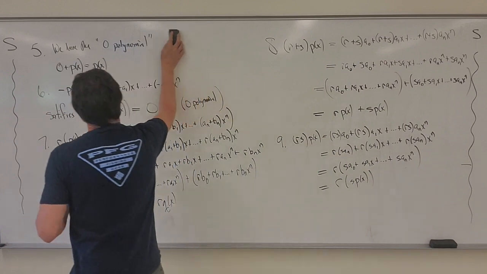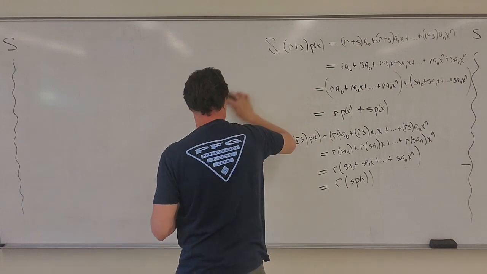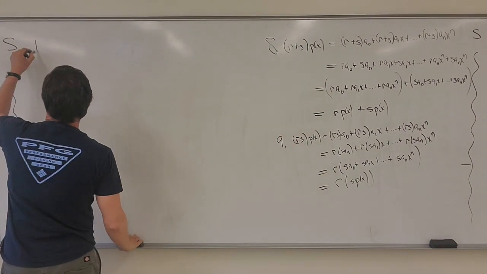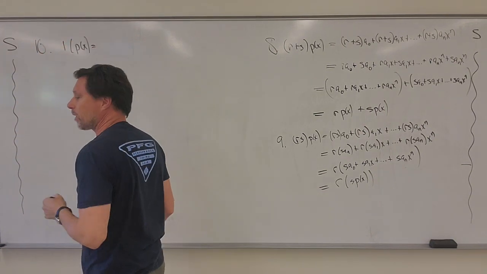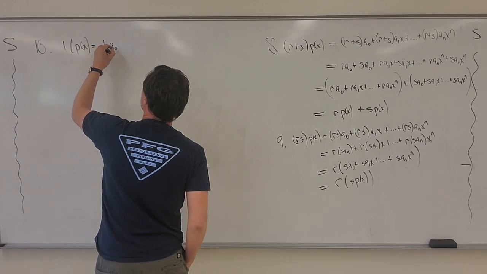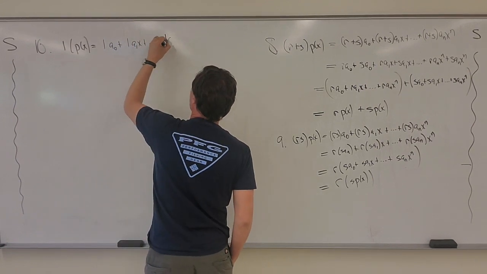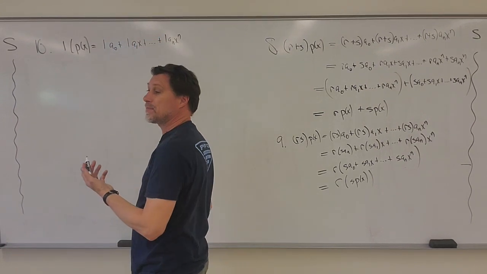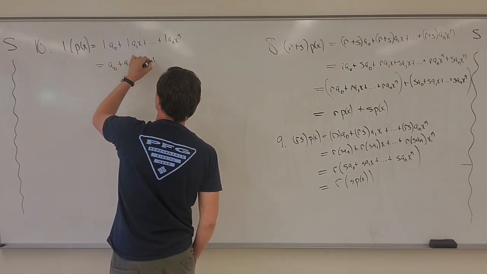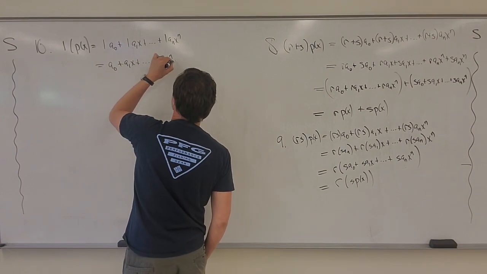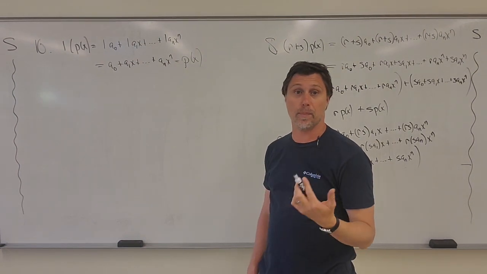All right, and then there's one more property, property 10. If I do 1 times p of x, I'm going to go through the whole thing here. So 1 times a0 plus 1 times a1x plus dot dot dot plus 1 a n x to the n. 1 times any real number is that real number, so this is a0 plus a1x plus dot dot dot plus a n x to the n, which is p of x. We have verified all 10 properties of vector spaces.